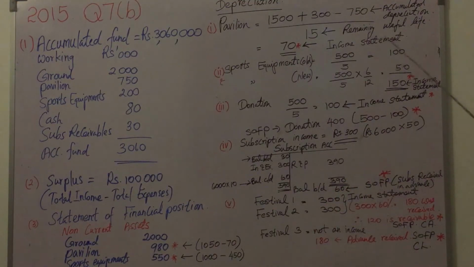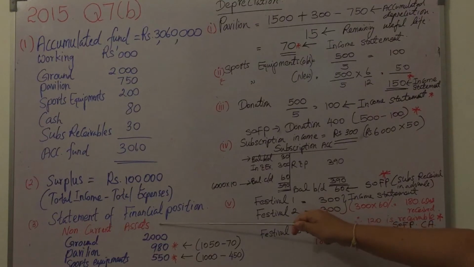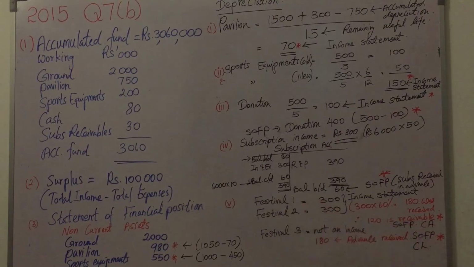So we calculated the depreciation of the pavilion and also identified the value that should be included under non-current assets in the SOFP. So the next asset is sports equipment. For sports equipment, there is an opening balance of 500. And let's just go through the second adjustment.